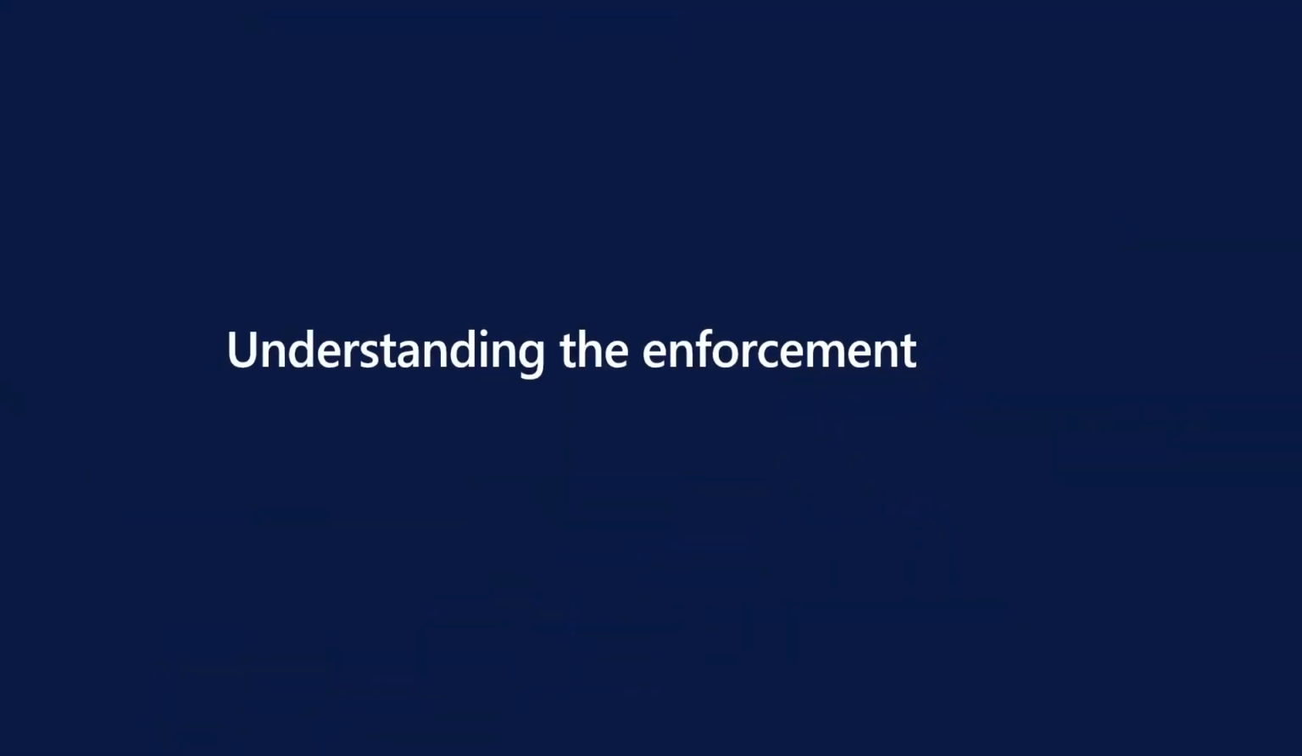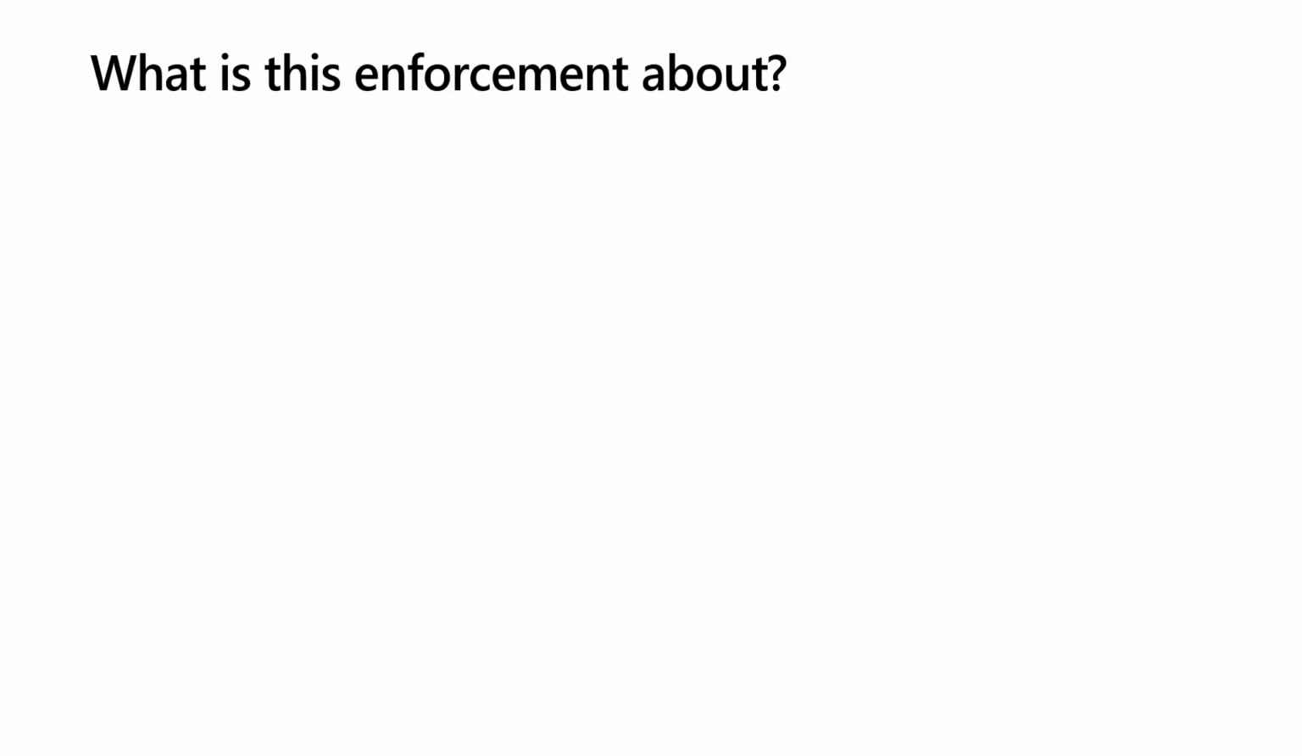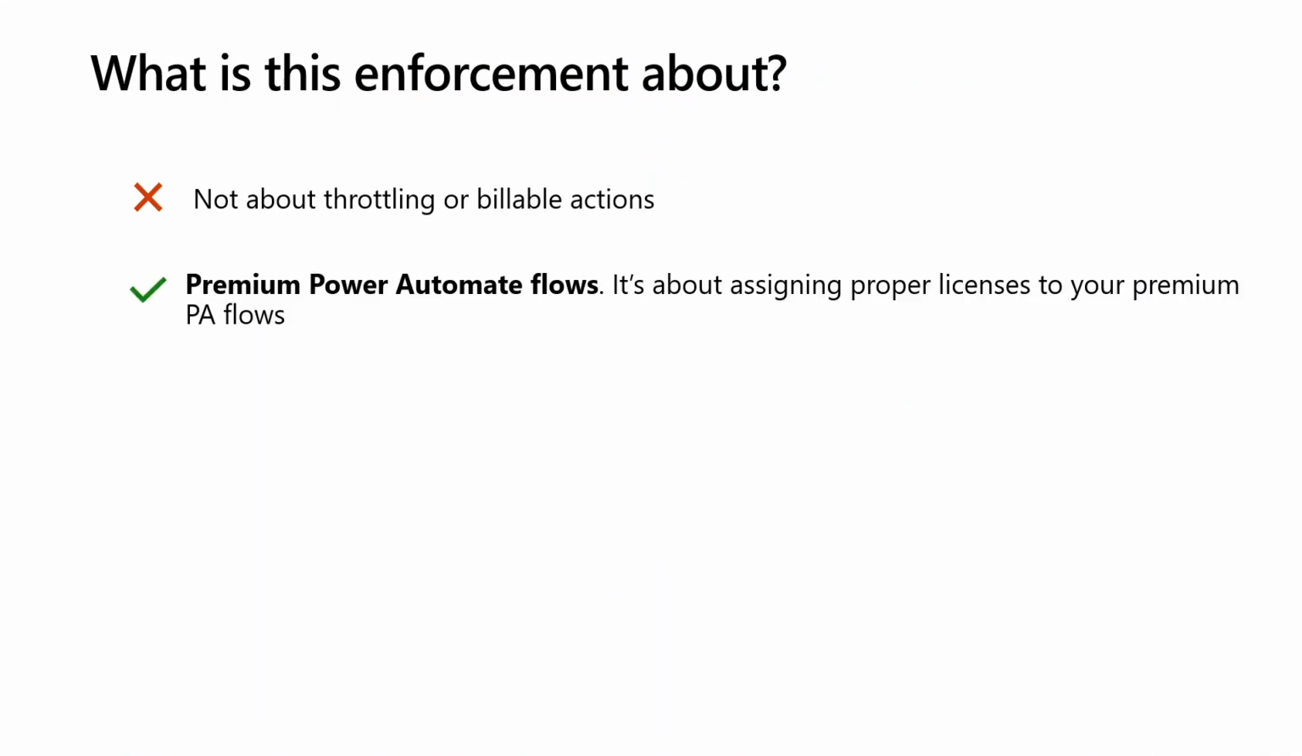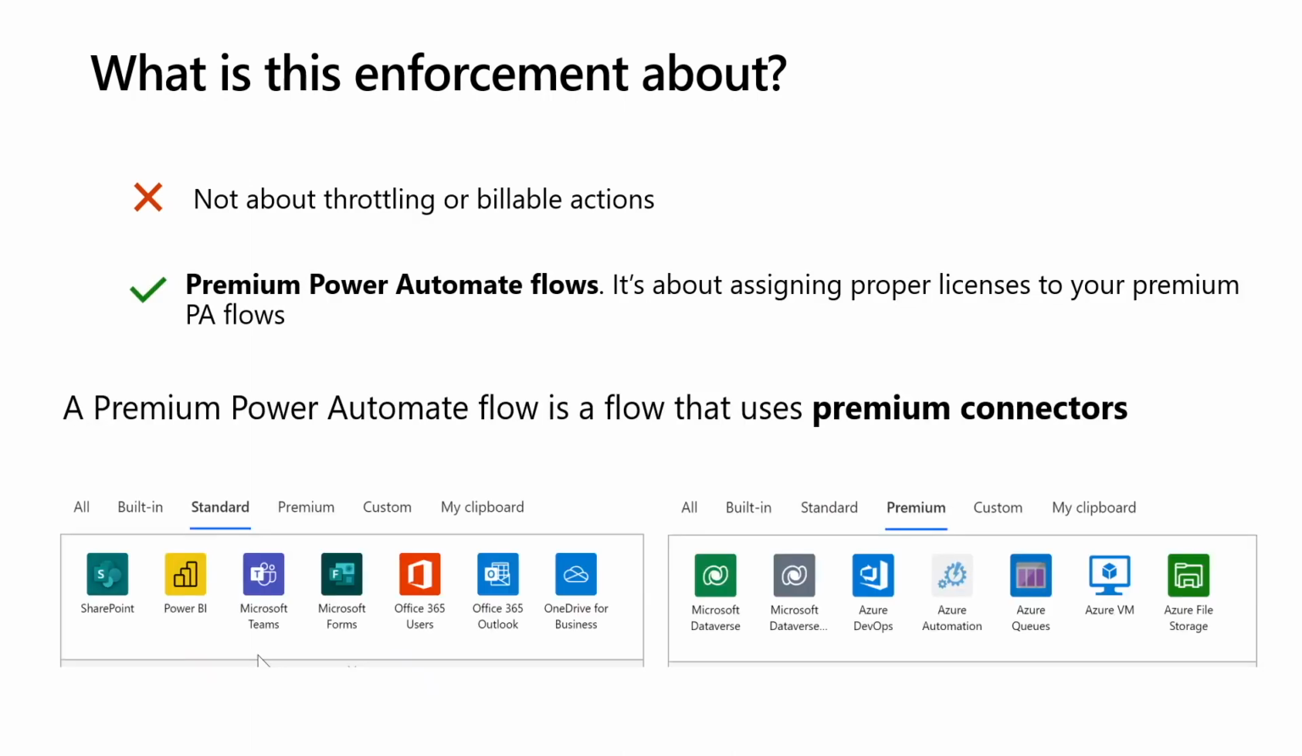Understanding the enforcement. So what is this enforcement about? It's not about throttling or billable actions. It's about premium Power Automate flows. It's about assigning proper licenses to your premium PA flows. A premium Power Automate flow is a flow that uses premium connectors. Dataverse, Azure Datalake, and Azure DevOps are some of the examples of premium connectors.